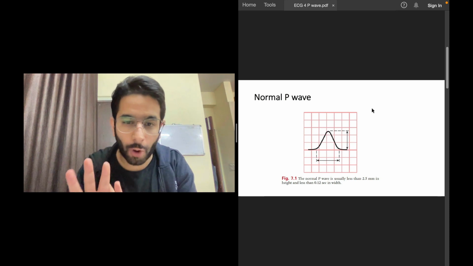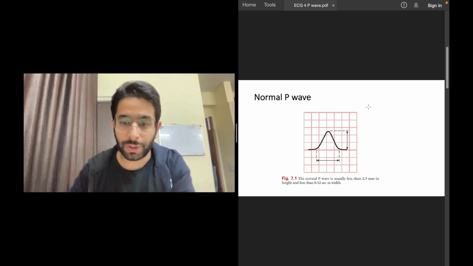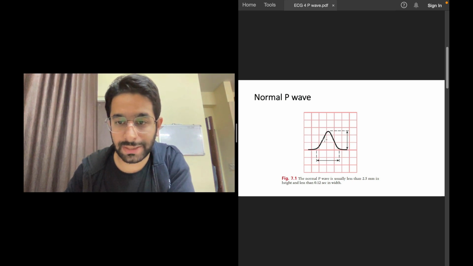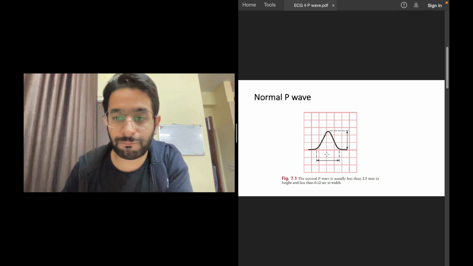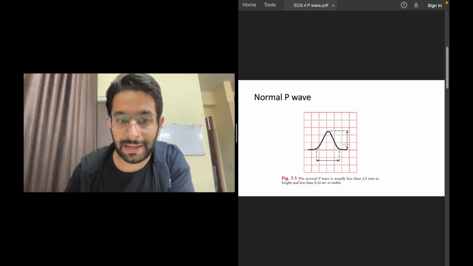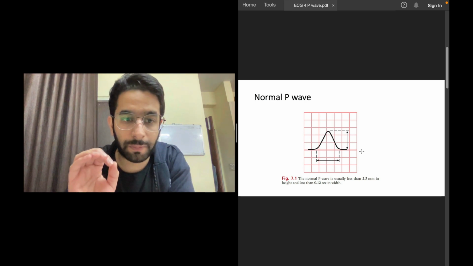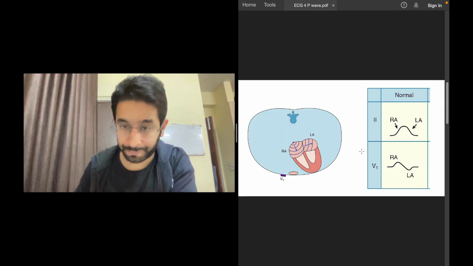So this is how a normal P wave looks like, say, from a lead 2 in an ECG. Notice that this is a positive deflection, and notice that the height or the amplitude is less than 2.5 mm or 2.5 small boxes. And the duration of this wave is less than 120 milliseconds, or less than 0.12 seconds. So the height is less than 2.5 small squares. The duration is less than 3 small squares. This is a normal P wave. This is how a normal P wave looks in lead 2.